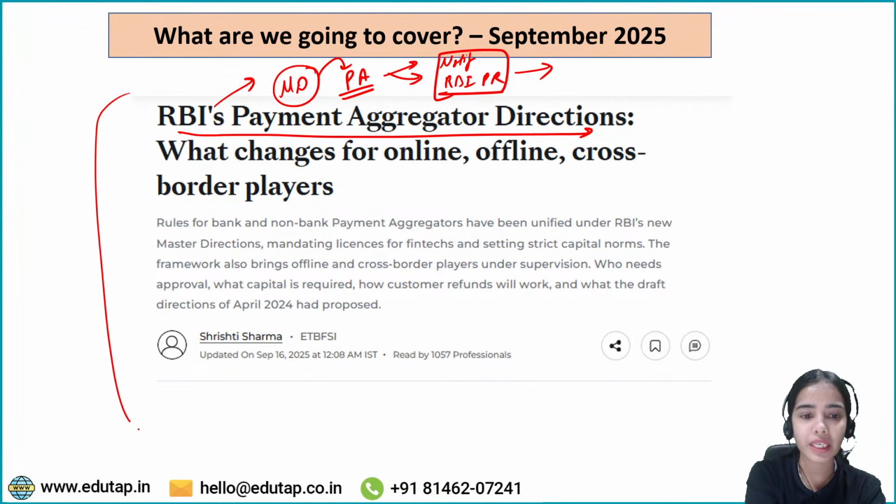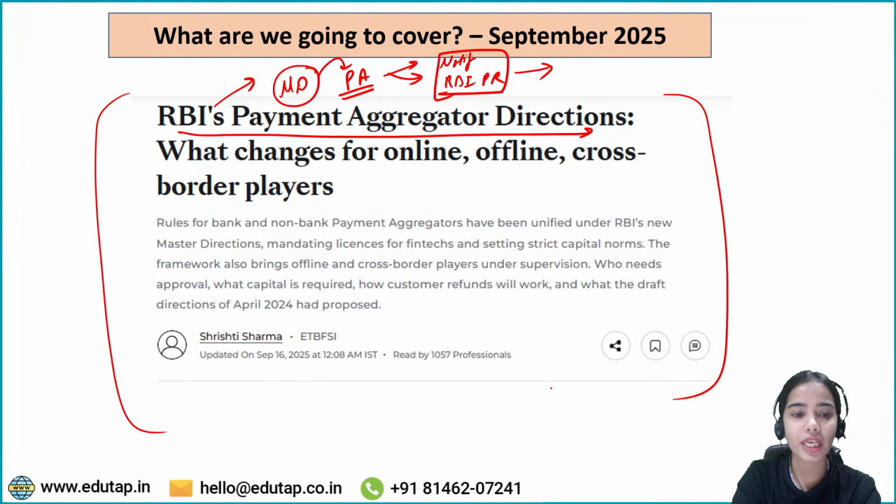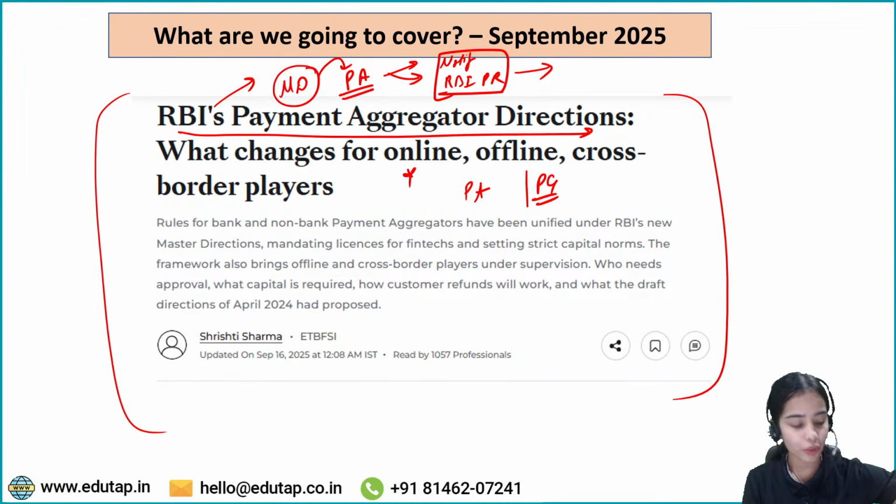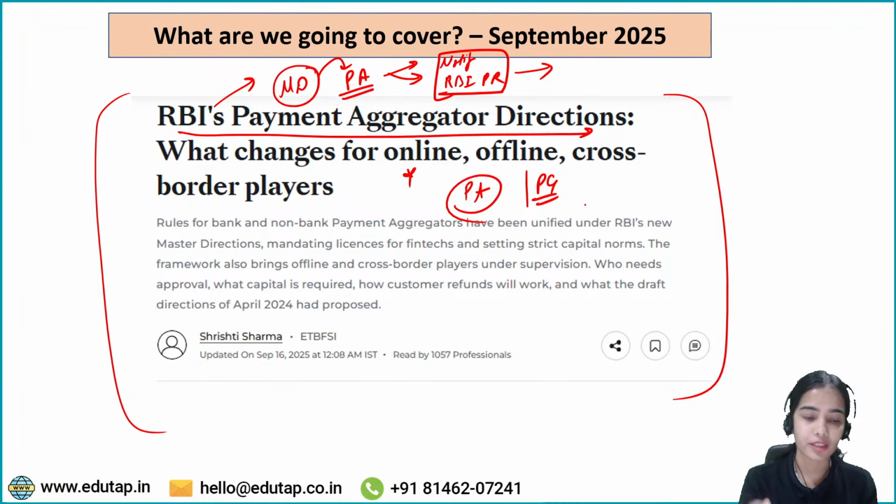So what is going to change in the RBI's payment aggregator directions, what are the changes that have been brought for payment aggregators, online, offline, cross-border, and what is the difference between payment aggregators and payment gateways. All of this we are going to discuss in today's session so that you have a clear idea about payment aggregators, payment gateways and the directions that the RBI has released. I will mention the important data points for you. So let's get started without any delay.